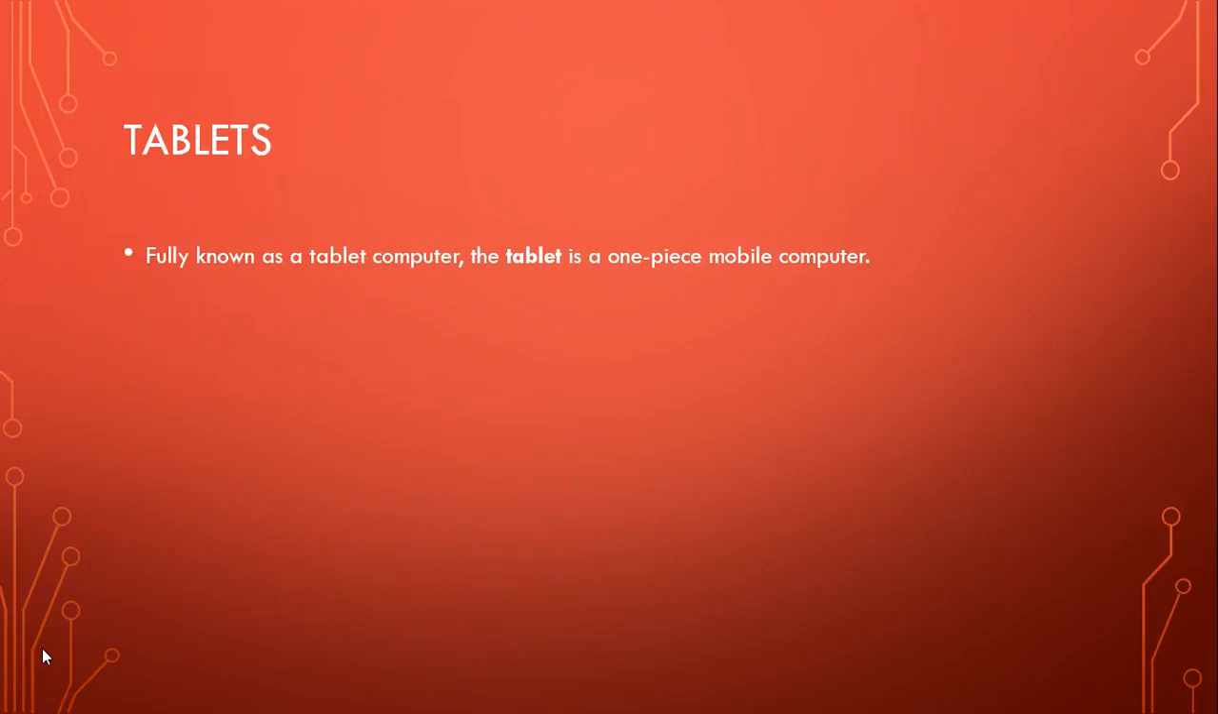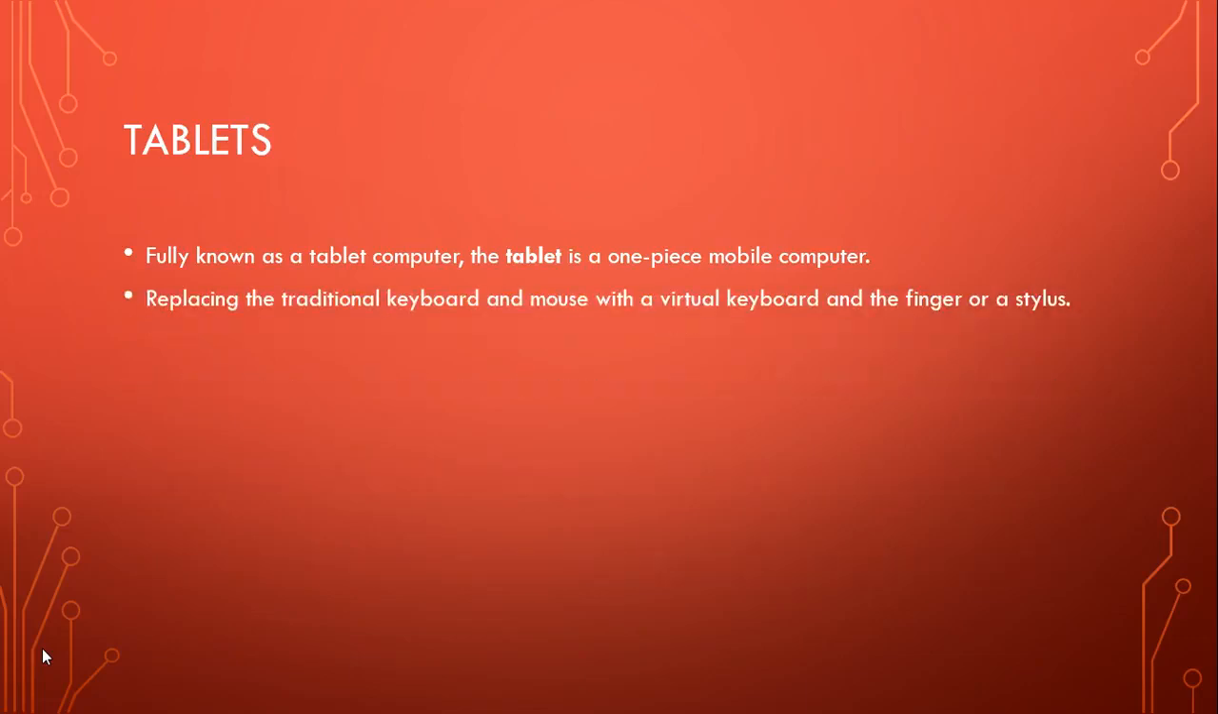All right, so tablets, which are, of course, fully known as a tablet computer. The tablet is a one-piece mobile computer. They replace the traditional mouse and keyboard with a virtual keyboard and the finger or stylus. And that's really what helps separate a tablet from a laptop, is that you don't have a physical keyboard necessarily anymore. Instead, now everything is virtual on the screen. Larger than a smartphone, tablets are typically around 7 inches or larger. You can get tablets smaller than 7 inches. They have 5 inch, 6 inch tablets. But a lot of times those aren't really regarded as true tablets, because usually a tablet is at least 7 inches. And when we're talking 7 inches, we're talking the diagonal measure of the screen.